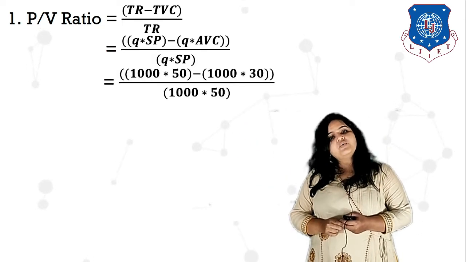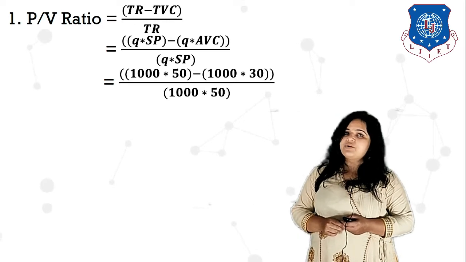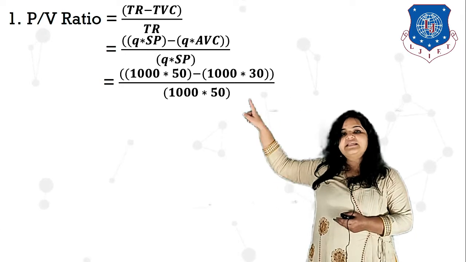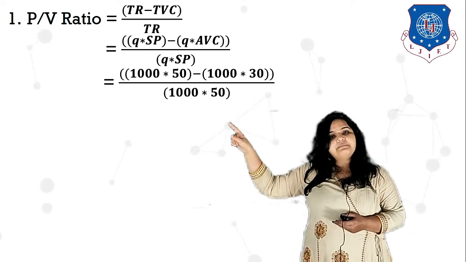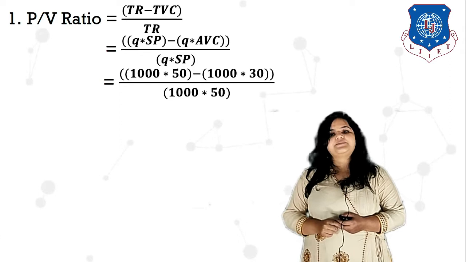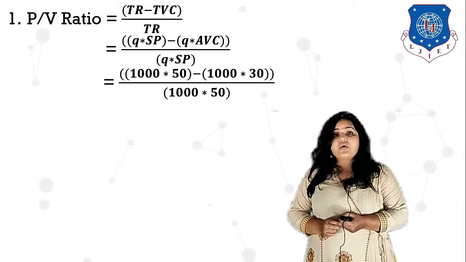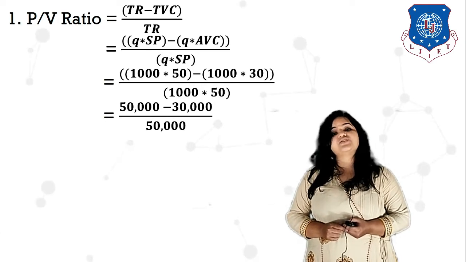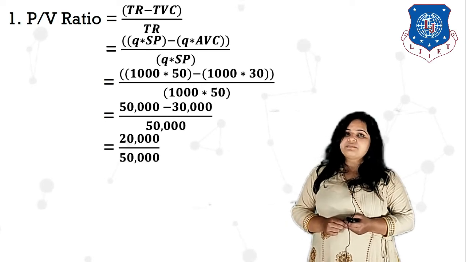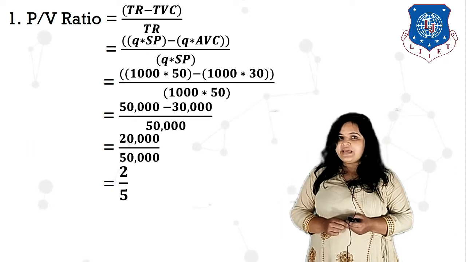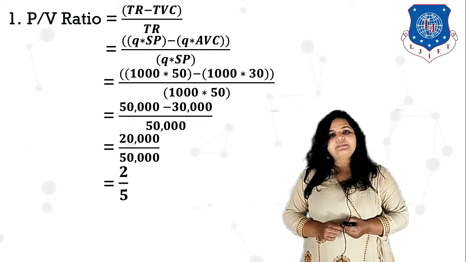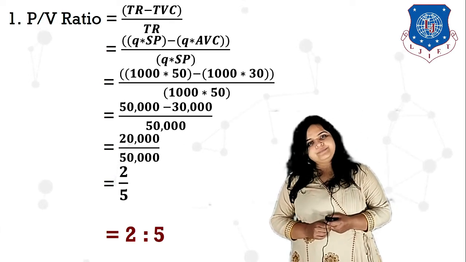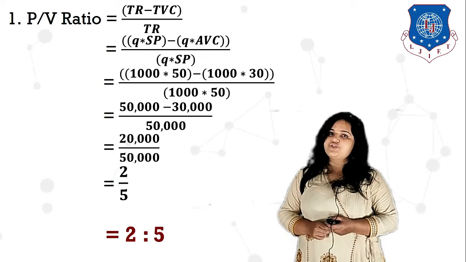We are given Q as 1000 units. SP is equal to 50 rupees, minus 1000 into AVC is equal to 30 rupees, divided by 1000 into SP is equal to 50 rupees. So I would be having 50,000 minus 30,000 divided by 50,000, which is equal to 20,000 by 50,000, which is equal to 2 by 5. So I can tell that P by V ratio is 2:5. Profit to volume ratio is 2:5.